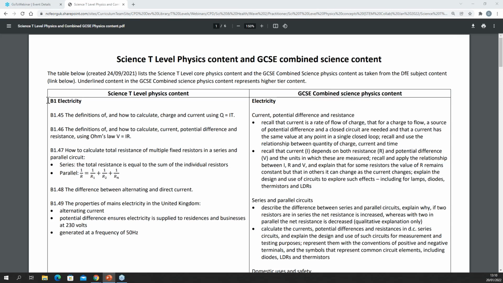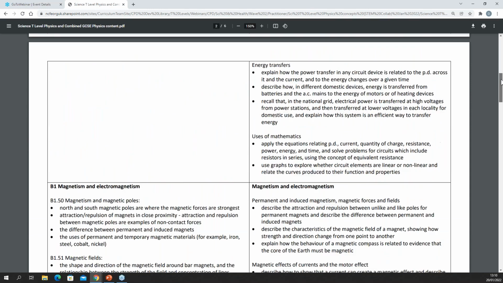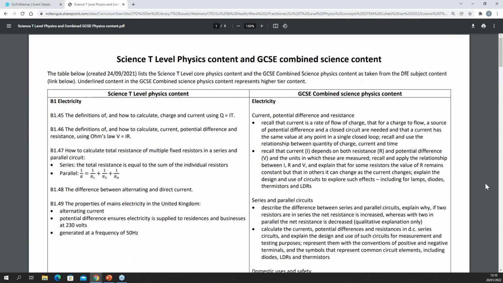So on here we can see the B1 content for electricity, and from GCSE what the electricity content would have been, and so on for the rest. Spend a while just having a look at what aspects students would have covered at GCSE.